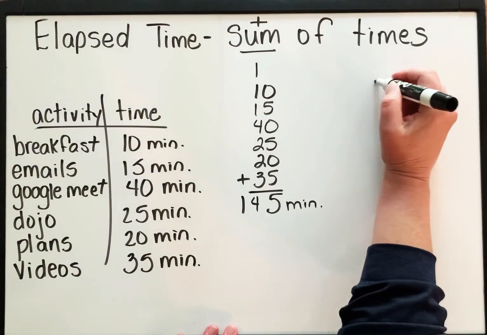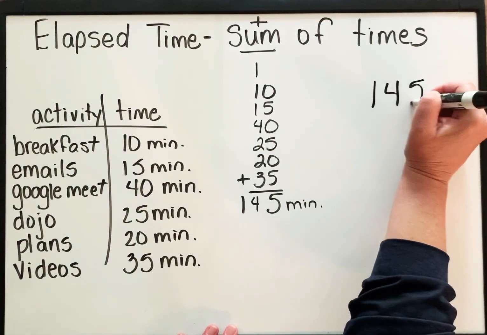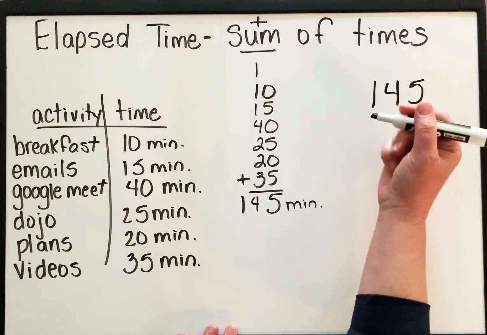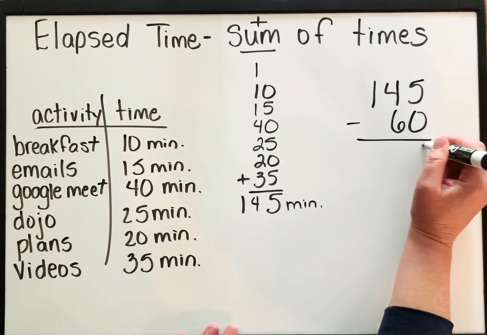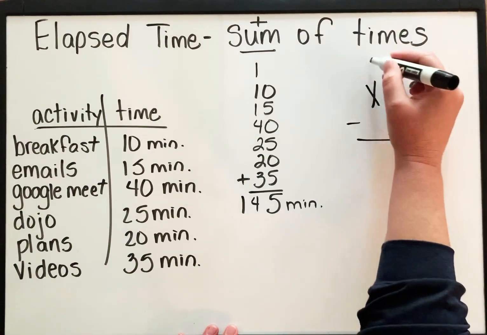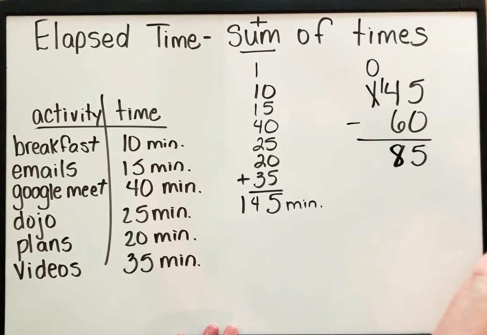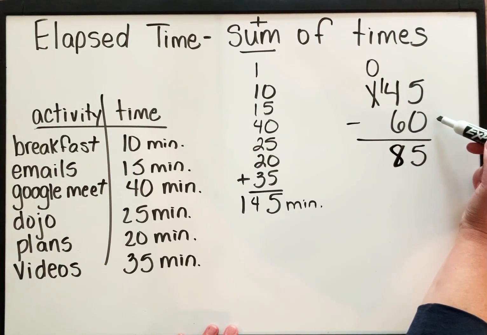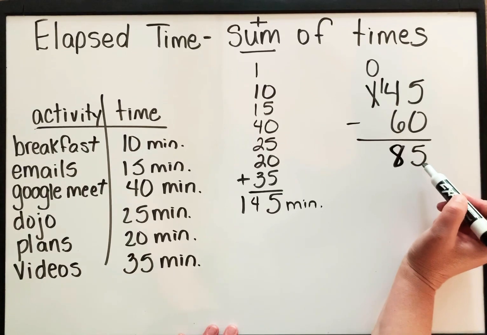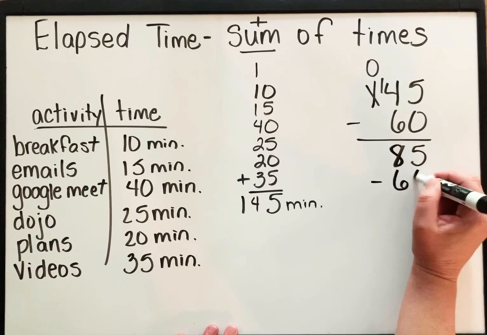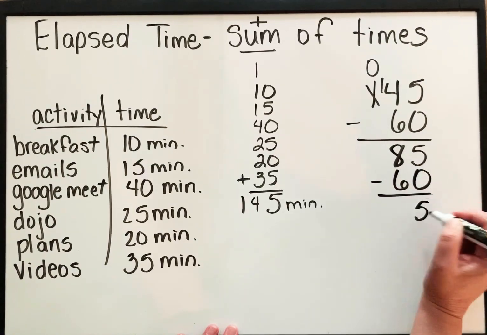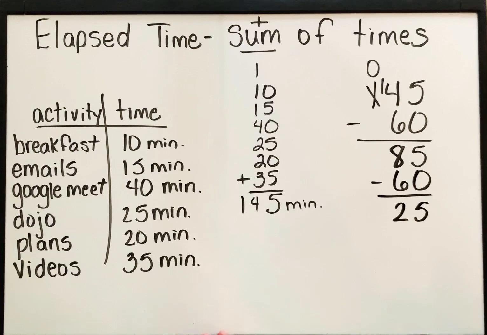So I'm gonna come over here to this side now. I'm gonna rewrite my 145 minutes. And this time I'm gonna pull out and subtract 60 until I can no longer subtract any 60s. Okay, so I pulled out 60 minutes, 1 hour, and I'm left with 85 minutes. And then you have to ask yourself, can you do it again? So yes, I can pull out another 60 minutes. And that leaves me with 25. Now I can no longer pull out any more 60s. That's as much as I can pull out.